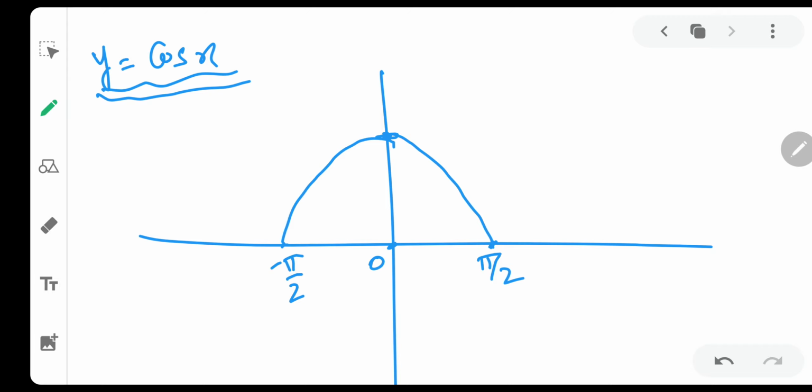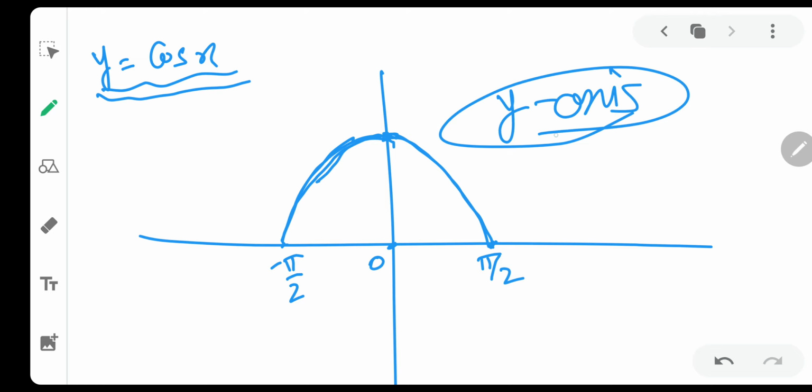Now, is it symmetrical about origin? Definitely not. Is it symmetrical about y-axis? Yes. See, to the right of y-axis and to the left of y-axis, it is exactly the same. Okay, that means it is symmetrical about y-axis. So is it an even function or odd function? Definitely it is an even function.